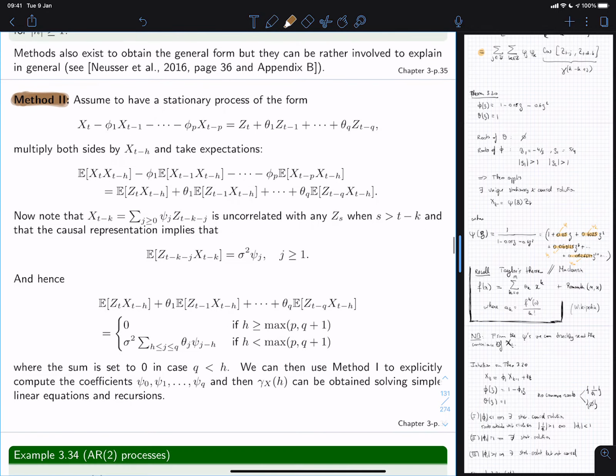I actually quite like it, and it's something that's going to come back again. So we start from the initial equation, this here. We multiply both sides by x_{t-h}, so x_{t-h} here all the way, and x_{t-h} here all the way. And we take expectations on both sides, so we have this expectation here.